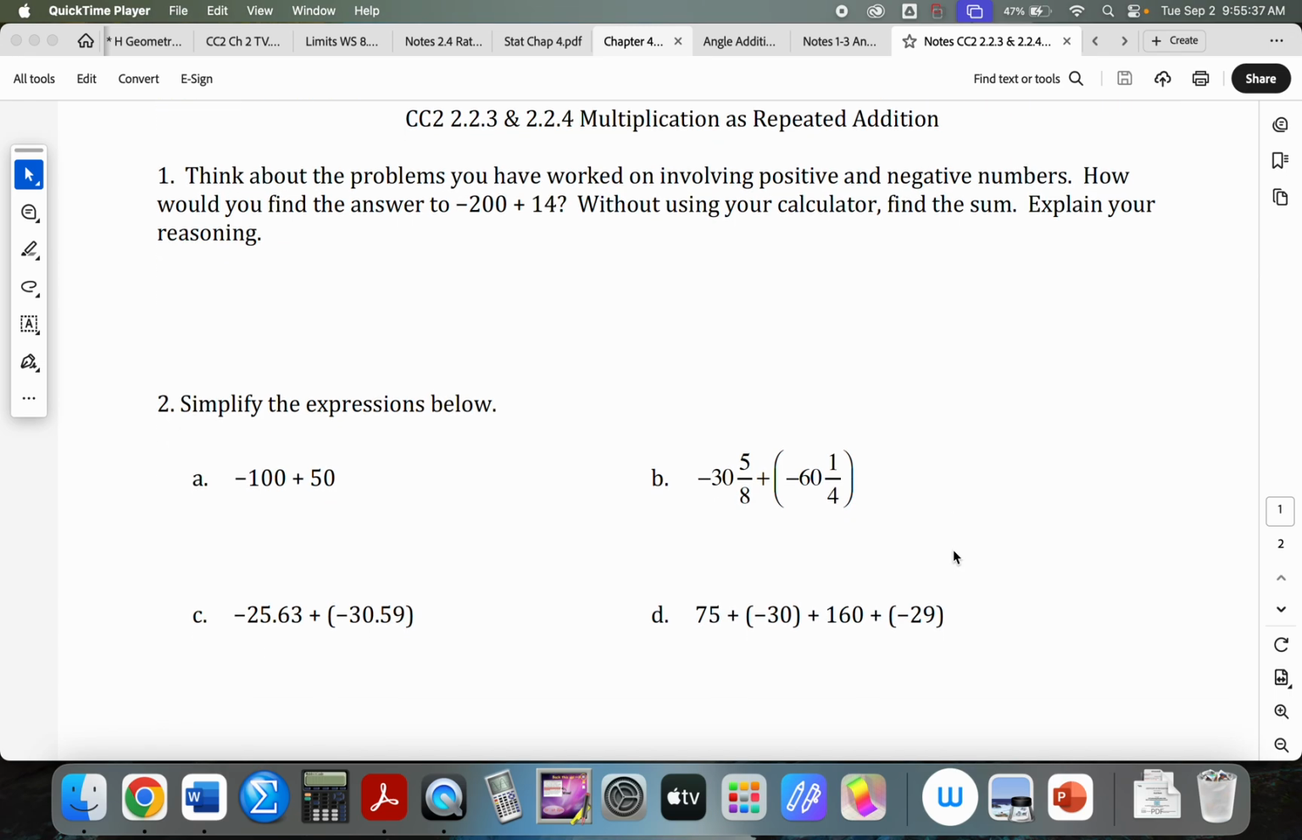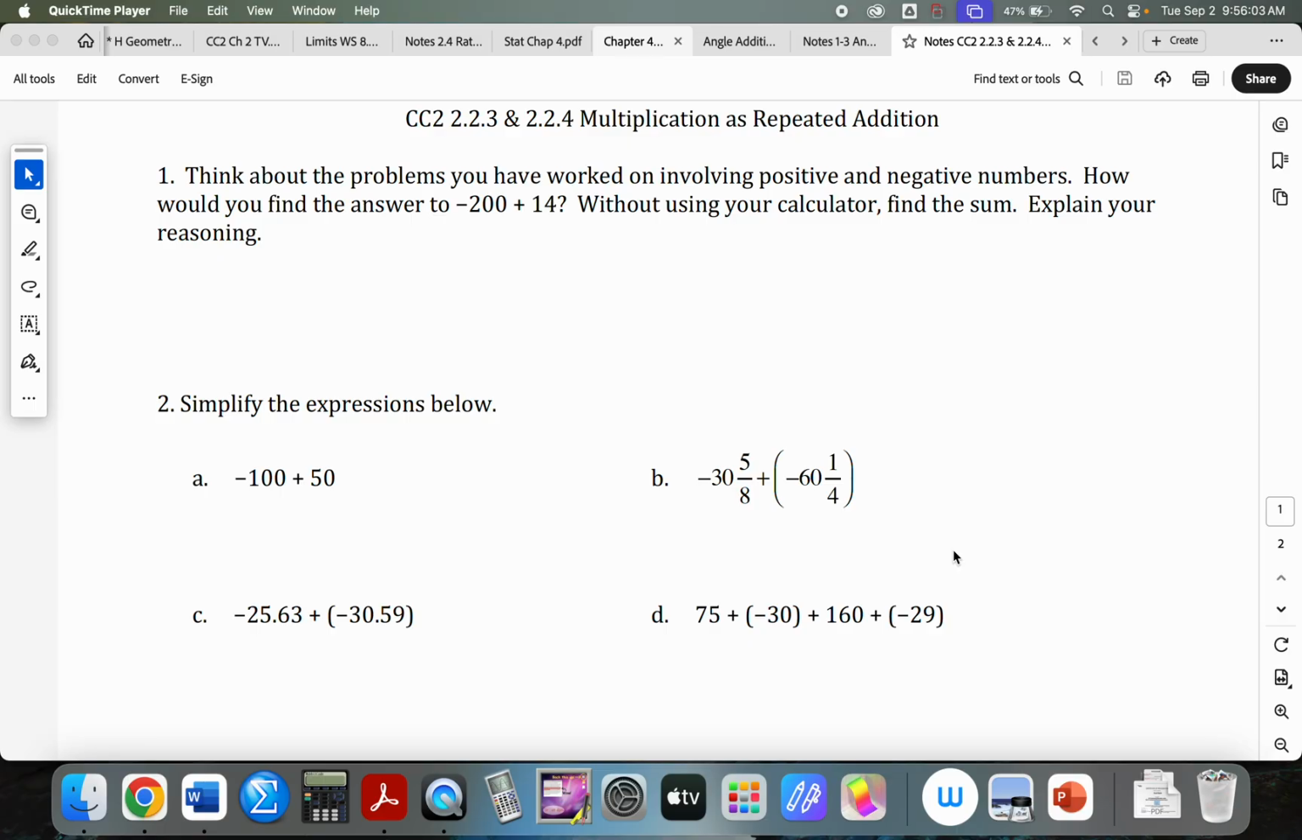All right, so continuing on in chapter 2. This first part says, think about the problems you have worked on involving positive and negative numbers. How would you find the answer to negative 200 plus 14? Without using your calculator, find the sum, explain your reasoning. I'll take a volunteer for this to explain how you do this.